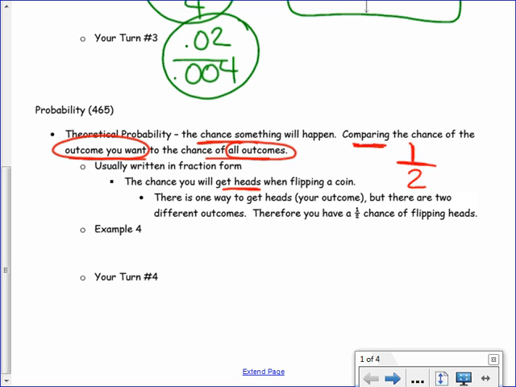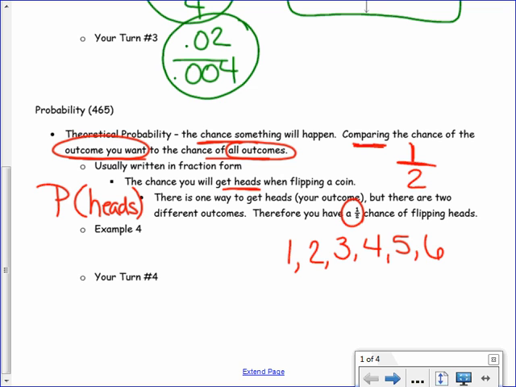Therefore, if you're flipping a coin, the probability, which is usually written as a big P and then the word heads because you want to get heads when you flip the coin, is a 1 in 2 chance, or a 1/2 chance. If you look at example 4, which is on page 466, rolling the dice is always another fun example or activity to do when we're talking about probability, as well as looking at a deck of cards. If you think about a 6-sided die, the possibilities you have when you roll are a 1, a 2, a 3, a 4, a 5, or a 6. And example 4 talks about the probability of rolling a 2.